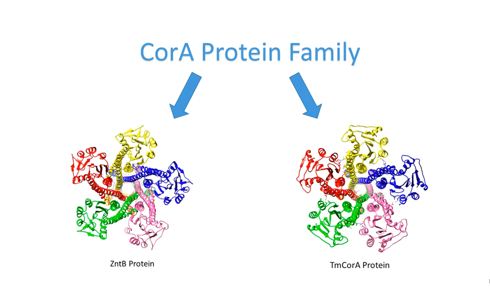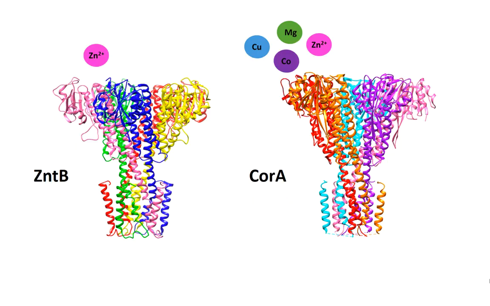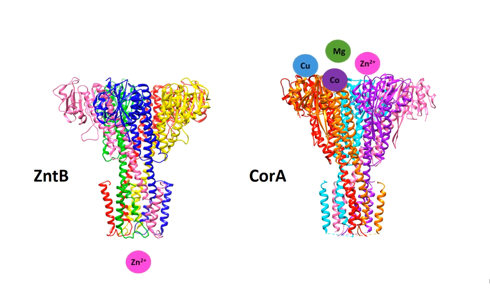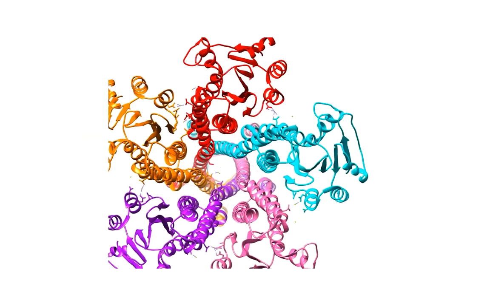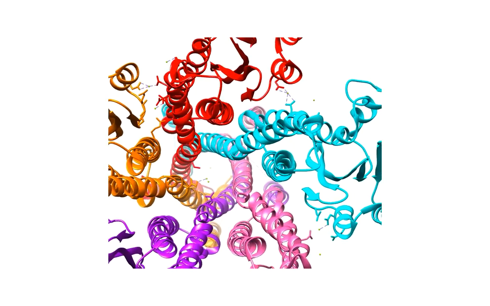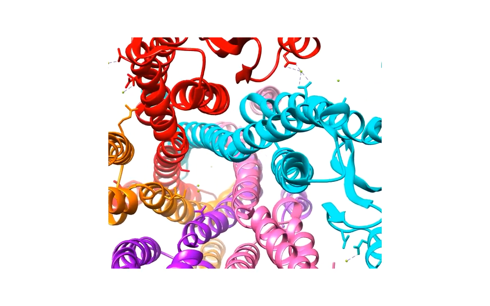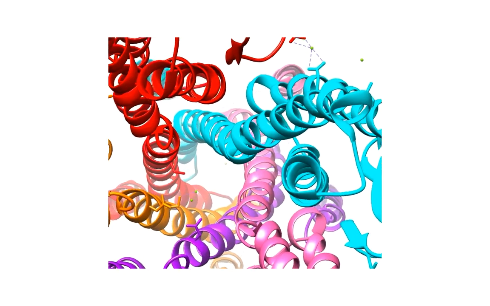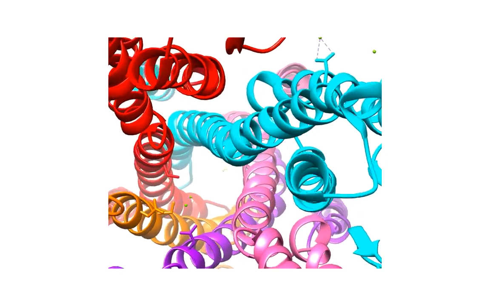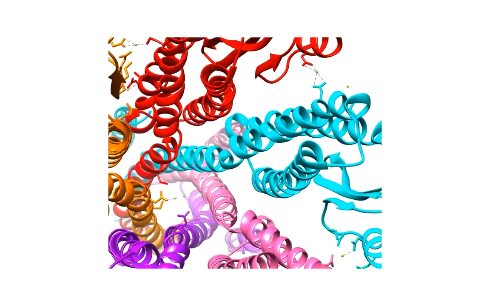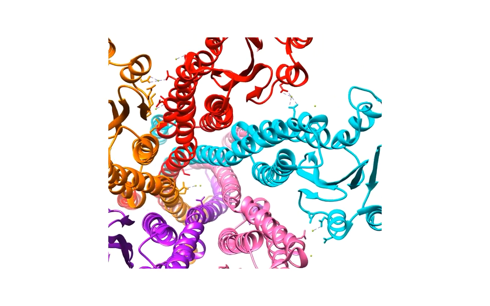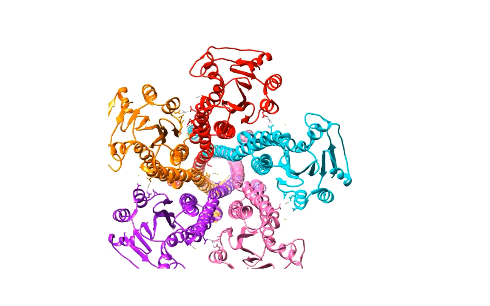However, as mentioned before, ZntB only transports divalent zinc, whereas CorA can transport magnesium, cobalt, zinc, and copper. CorA proteins also have identified metal binding sites, whereas ZntB does not, indicating a different transport mechanism. On this CorA protein, you see the magnesium is bound in a number of locations. For transport in or out of the cell, however, magnesium does not need to be bound in the pore.